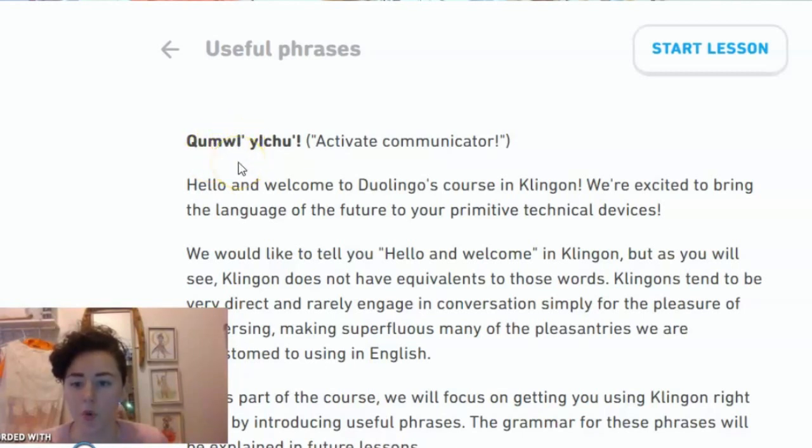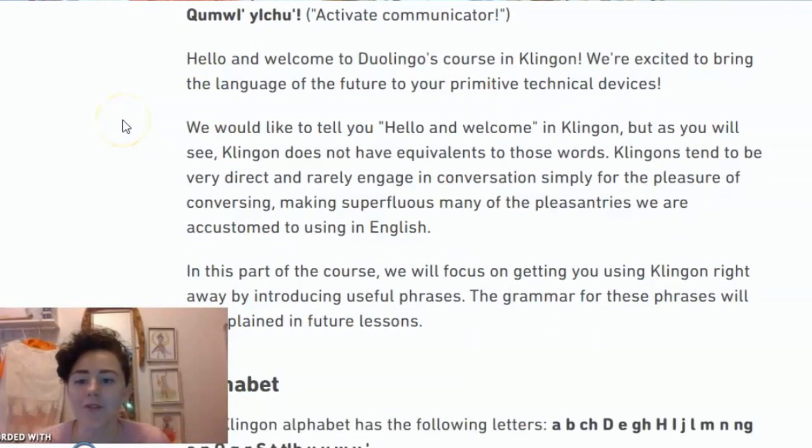Qamlu Yakku. Activate communicator. Hello and welcome to Duolingo's course in Klingon. We're excited to bring you the language of the future to your primitive technical devices. We would like to tell you hello and welcome in Klingon, but as you'll see, Klingon does not have equivalents of these words. Klingons tend to be very direct and rarely engage in conversation simply for the pleasure of conversing, making superfluous many of the pleasantries we are accustomed to using in English.